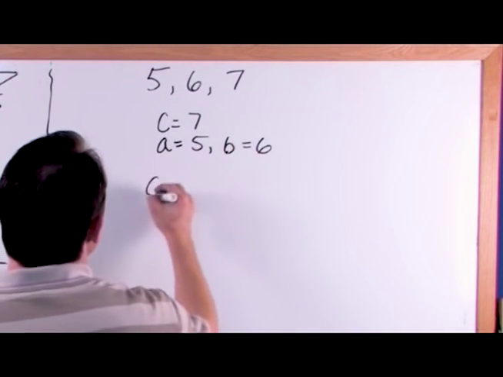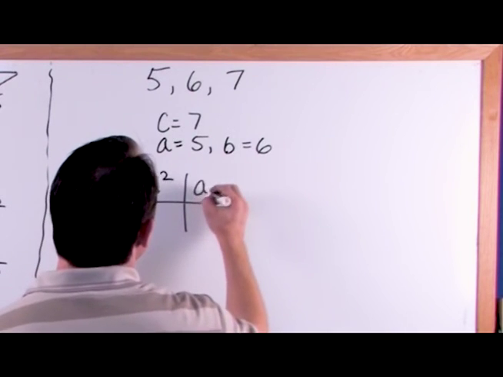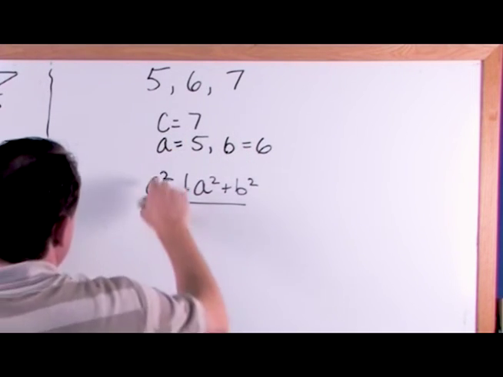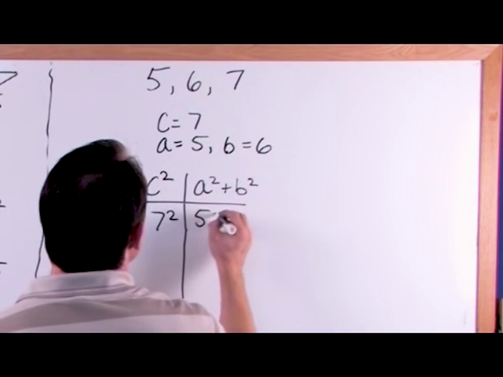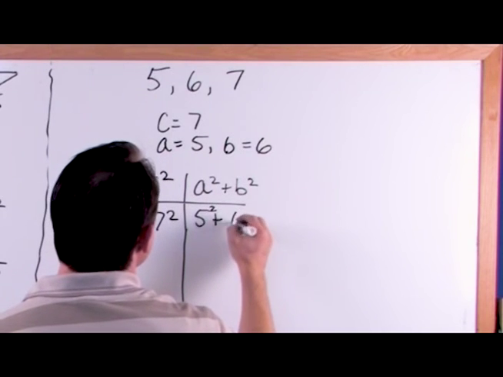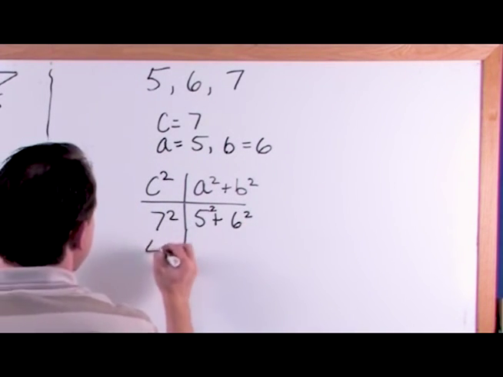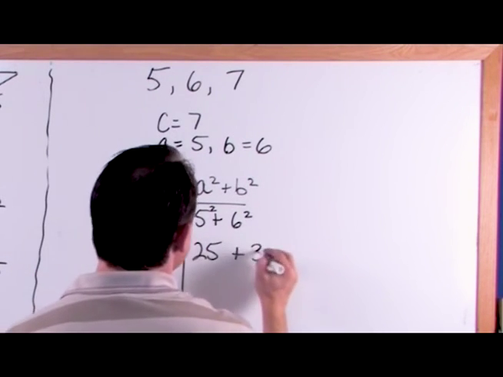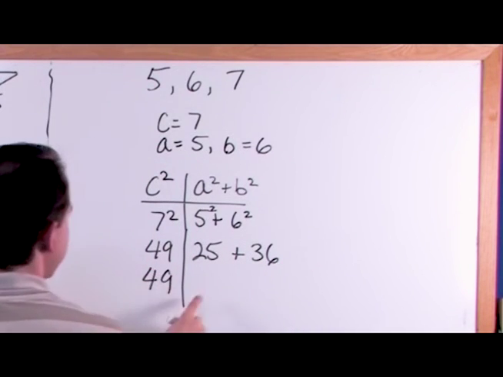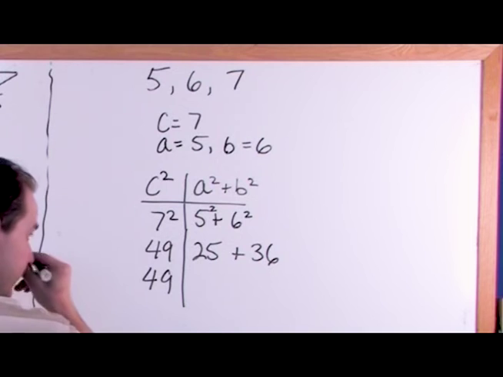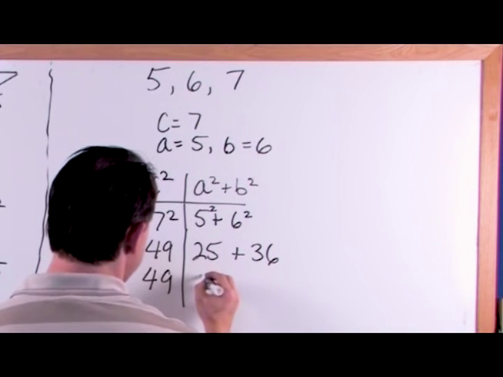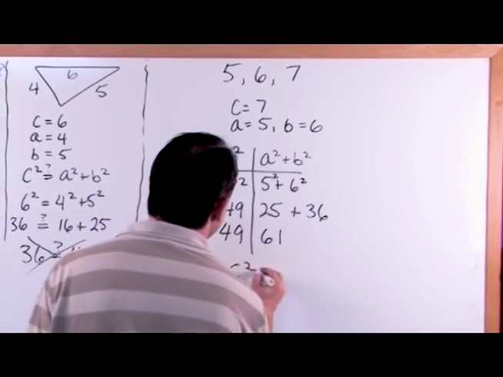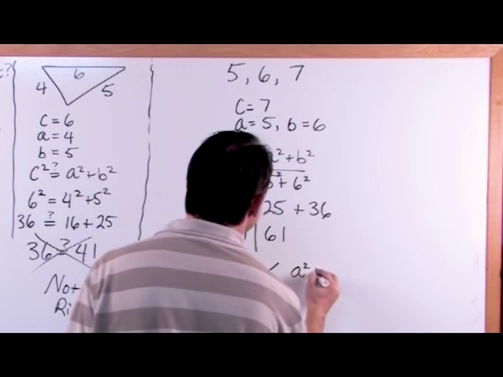And let's go ahead and apply this. C squared, and we're going to have A squared plus B squared. Okay. C squared is 7. A squared is 5 squared plus B squared is 6 squared. 7 times 7 is 49. 5 times 5 is 25. Plus 6 times 6 is 36. So I have 49 on the left. 25 plus 36, I think you can convince yourself, is going to be 61. Okay, so in this case, the hypotenuse, C squared, is less than A squared plus B squared.